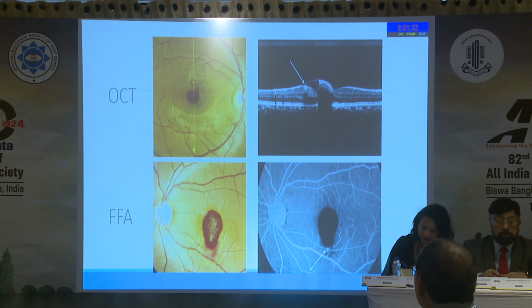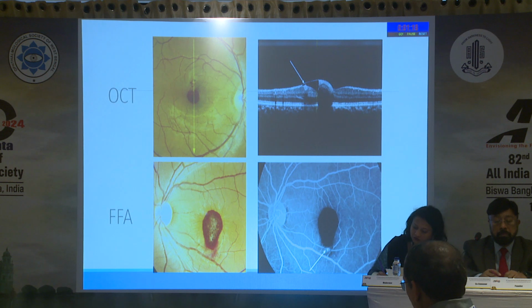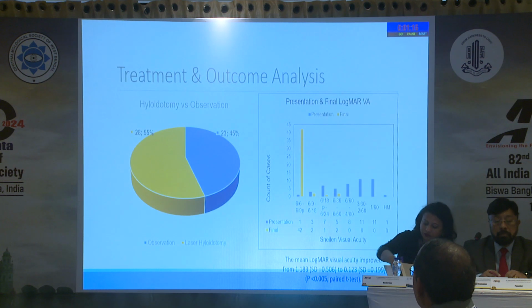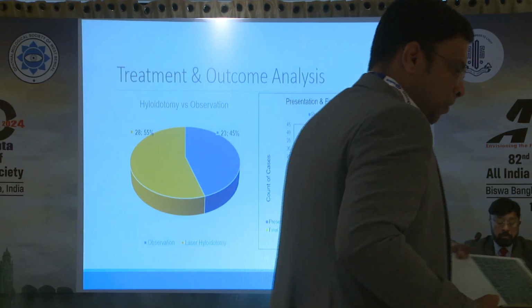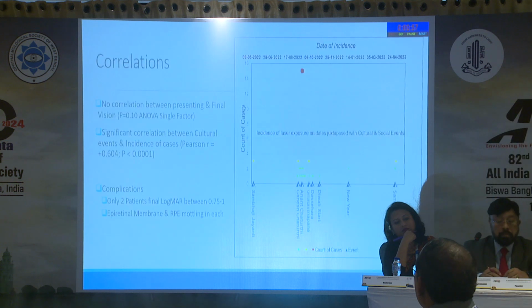The OCT passing through that white spot showed a hyperreflection at the white spot, indicating a laser injury, and hyperreflectivity of the hemorrhage. The FFA was done in one case, which showed vascular staining, presumably because of vascular damage. Laser hyalotomy was preferred in 55% of cases and 45% were observed. This is the presenting and final logMAR visual acuity. Of the final 42 patients, most obtained 6/6 to 6/9 vision, and only 2 patients had vision less than 6/36 at 3 months. No correlation between presenting and final vision was found.